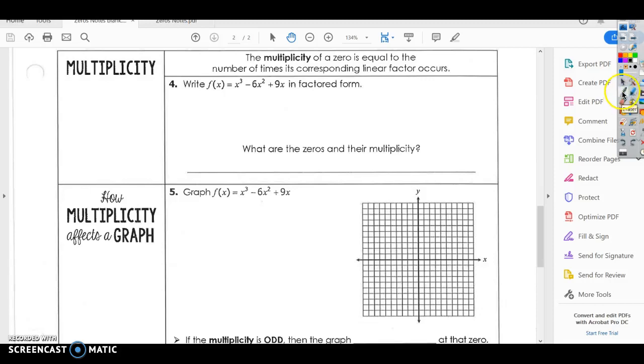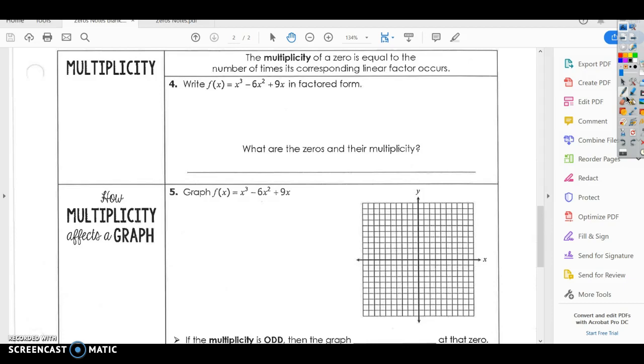Hey guys, we're going to talk about multiplicity. So multiplicity simply means multiple zeros. The definition here at the top: the multiplicity of a zero is equal to the number of times its corresponding linear factor occurs. So when you see an equation and you want to know what the multiplicity is, first you have to factor it and find the zeros.